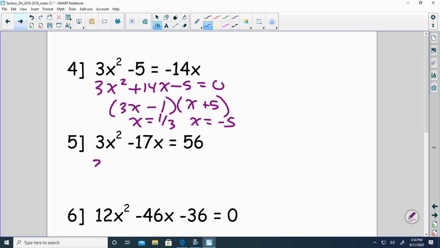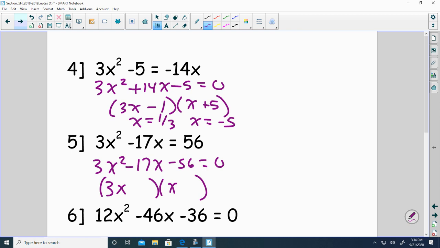Number 5, I need to bring that 56 over. So I know I'm going to have a 3x and an x. The factors of 56 that would give us that, so that's 7 and 8. Would 7 and 8 work somehow? I think it might. If I put an 8 here, made that negative, and I put a 7 here, made it positive.